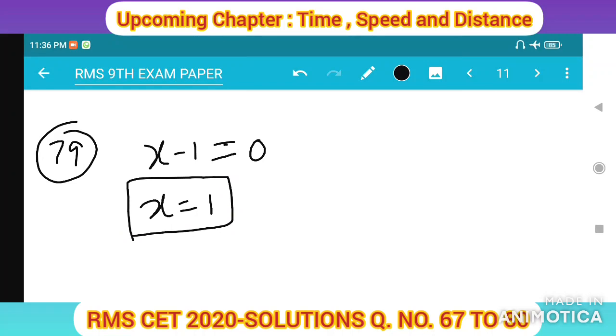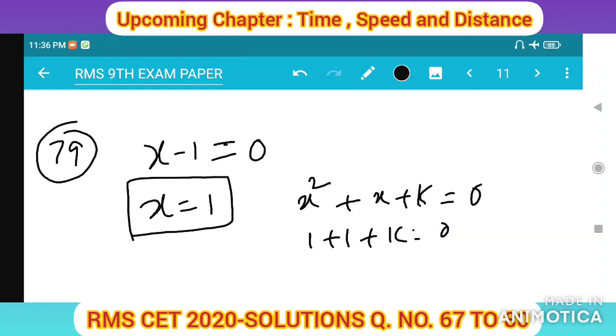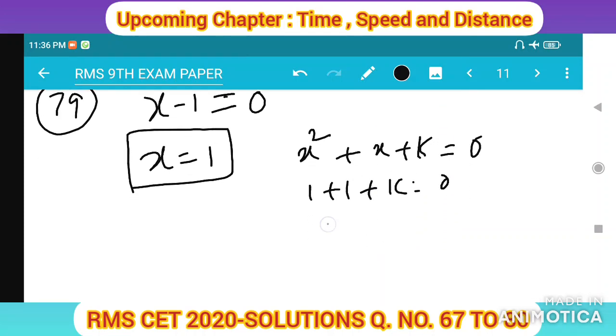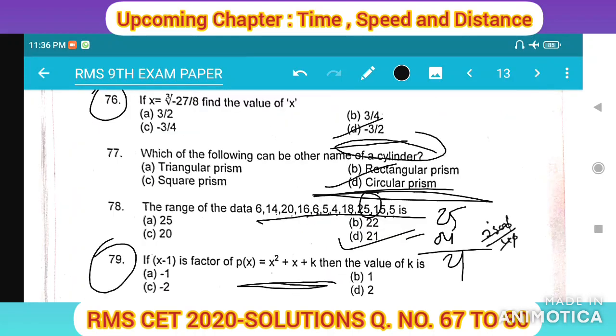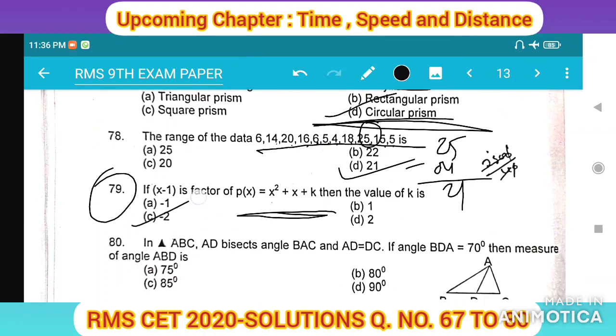The equation is x square plus x plus k, which is equal to 0. So put x is equal to 1: 1 plus 1 plus k is equal to 0. So k is equal to minus 2. Very simple. Minus 2.